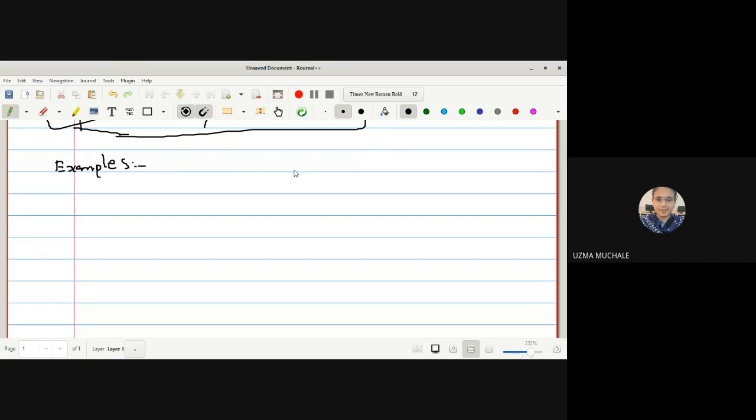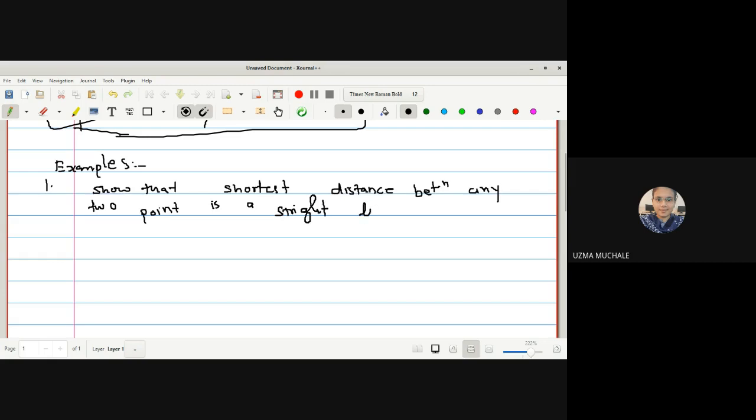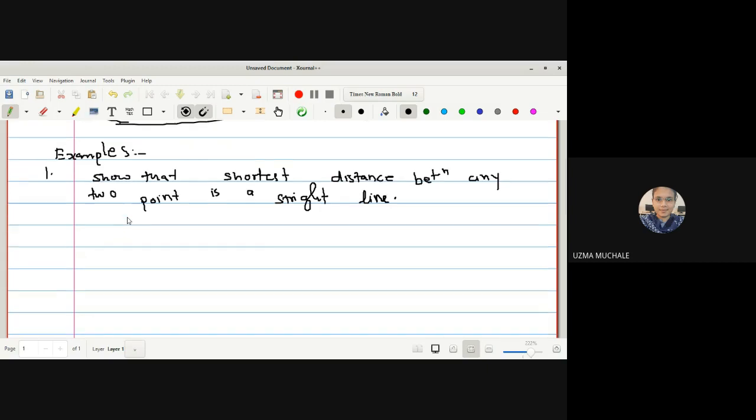Okay, let it be. Show that the shortest distance between any two points is a straight line. We will start with an example. Show that the shortest distance between any two points is a straight line. Okay, we have to show that the shortest distance between any two points is a straight line.